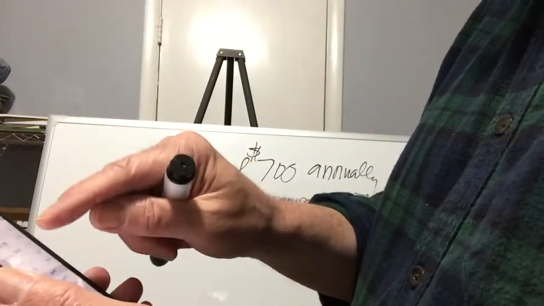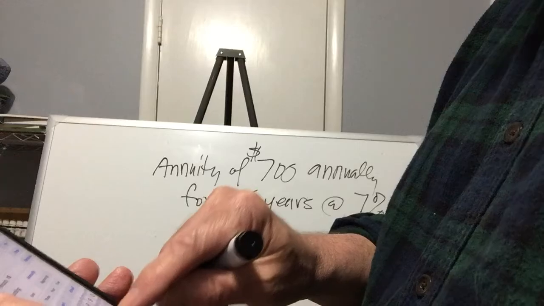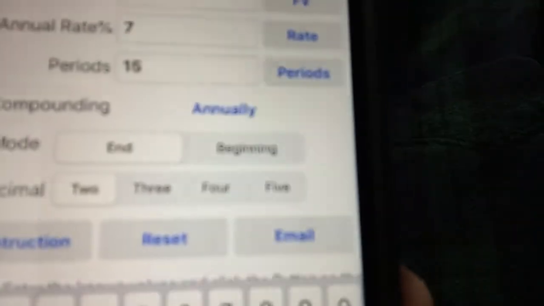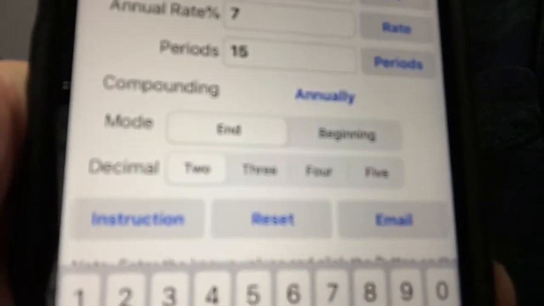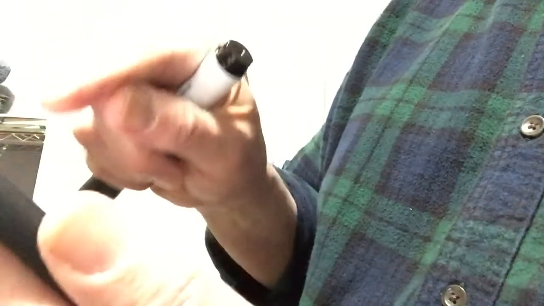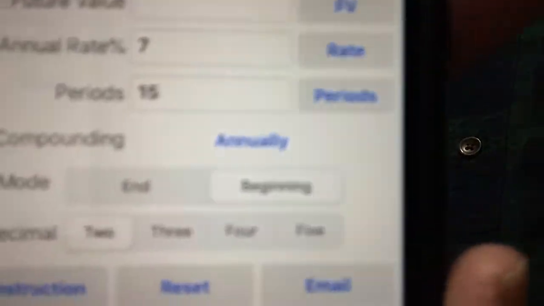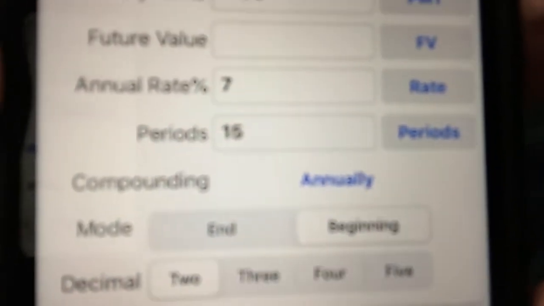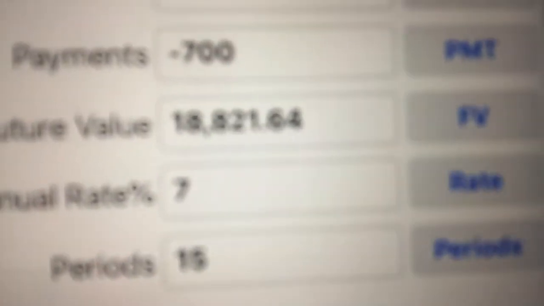that's the ordinary annuity. Now, what if it were an annuity due? Then the only thing I would have to change is down here, it says mode. I'd have to change the mode from the end of the period to the beginning of the period if it were an annuity due. Okay, that's all I would have to change. And now I'd hit future value, and now I get $18,821.64.